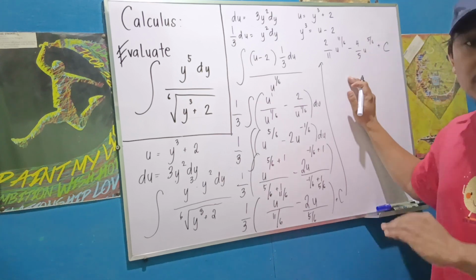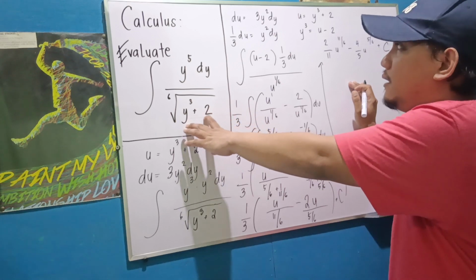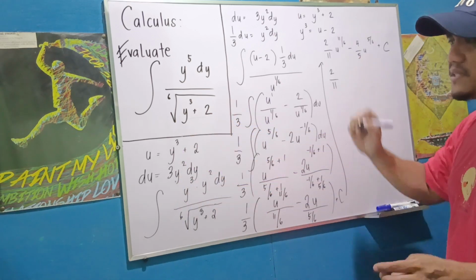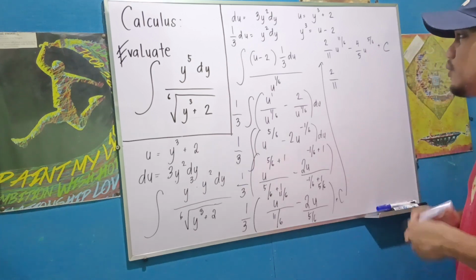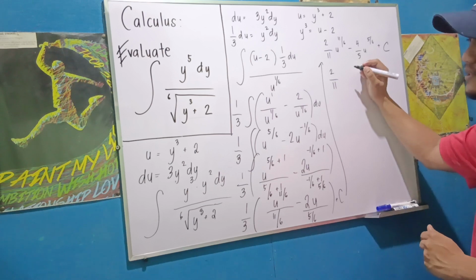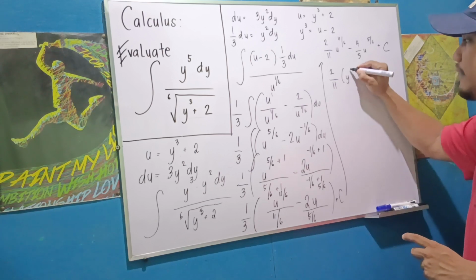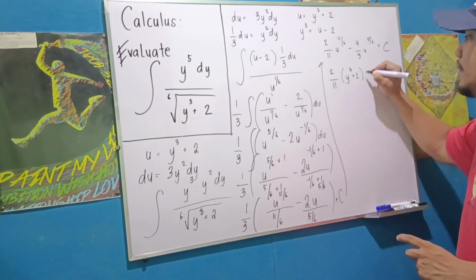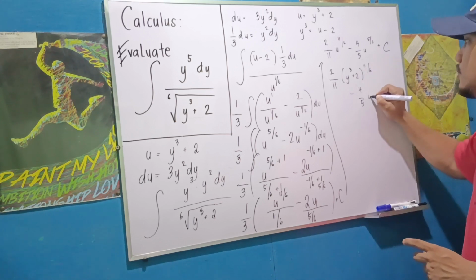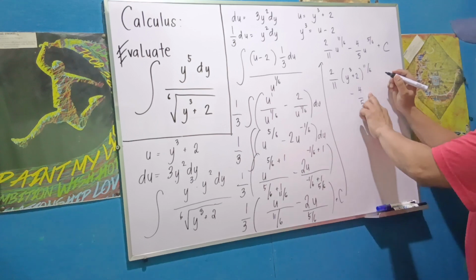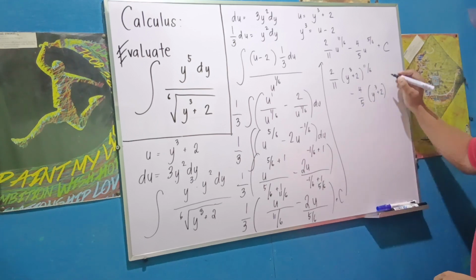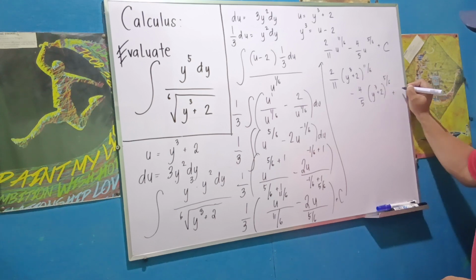And just don't forget to bring back yung value ng u natin, which is y³ plus 2. So kung yung sagot nyo ganito, okay lang. Minsan kasi masyadong maselan lang yung mga prof na gustong ipasimplify pa. Pero if your answer is like this, kung ako yung professor nyo, I will consider it. So that is 2 over 11 times y³ plus 2 raised to 11 over 6 minus 4 over 5 times y³ plus 2 raised to 5 over 6 plus c.